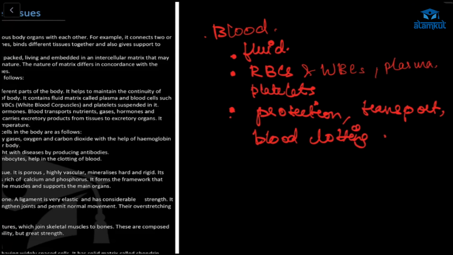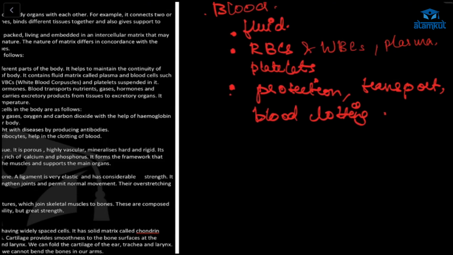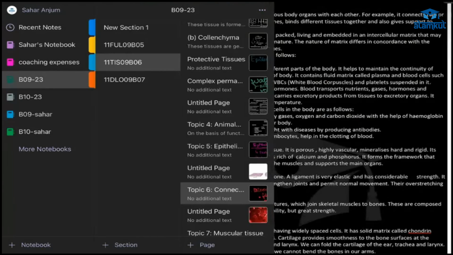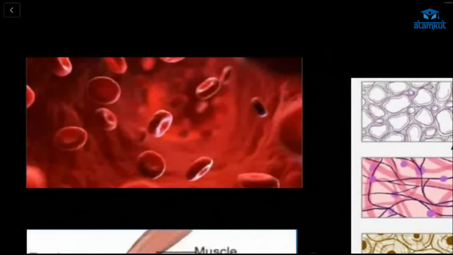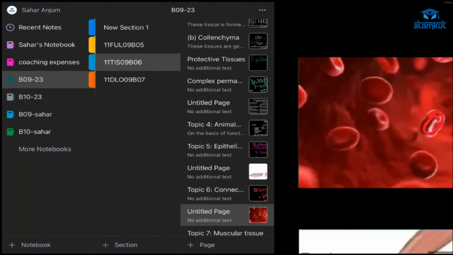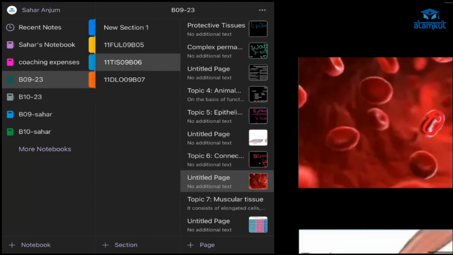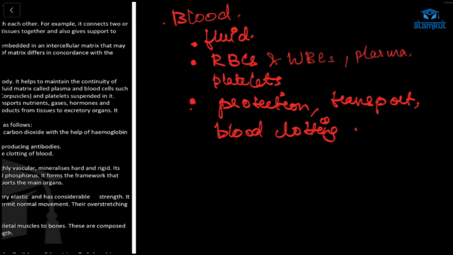Next, we have the bone. How does this look? This is blood, see, it looks like this. This is WBC, red blood cells. It is very beautiful, right? Next, we'll complete this only, okay?